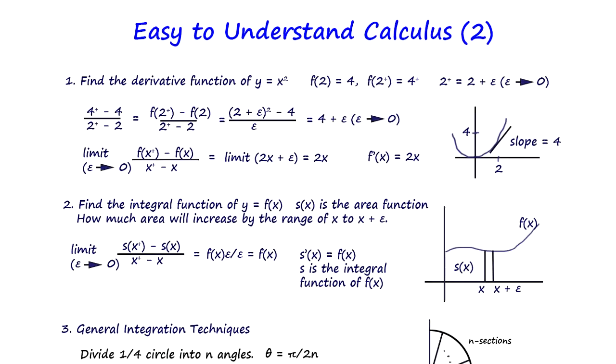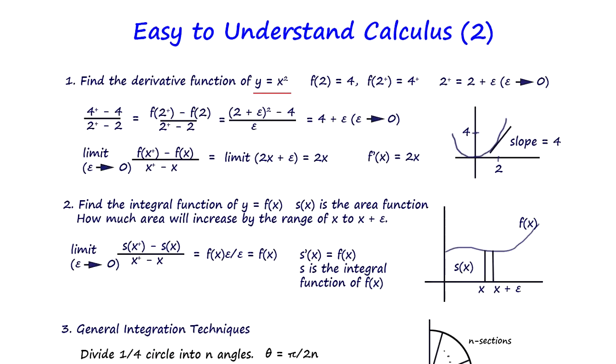Okay, easy to understand the calculus. Part 2. In part 1, we explained the meaning of derivative function or differentiation. Differentiation is just to calculate the ratio of two infinitesimally small numbers, like 4 plus minus 4 and 2 plus minus 2. So 4 can be the result of a function.